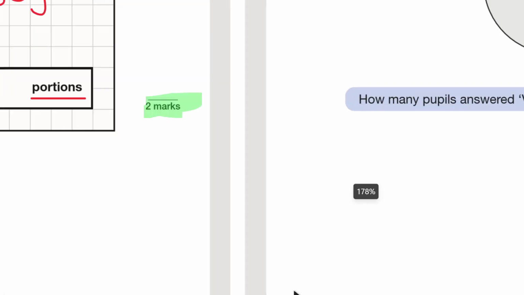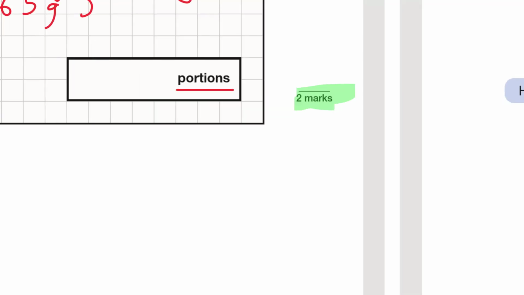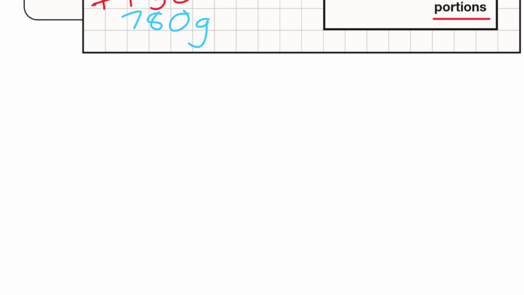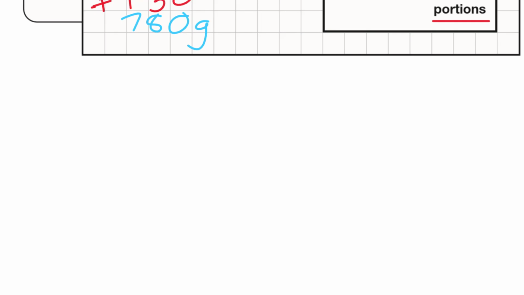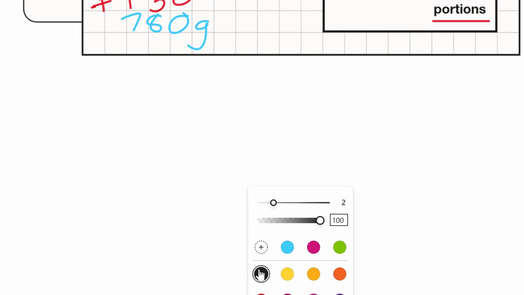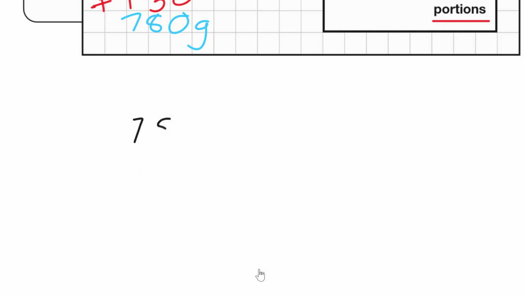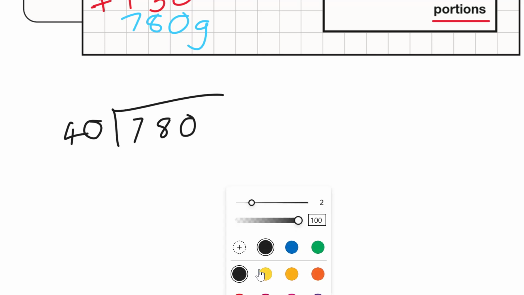We're doing 780 divided by 40. And I'm going to use the bottom of the page here. This is what you can do in your test. You do not get marked down for writing outside the box. It's not like in school where you've got to be really neat. So we are doing 780 divided by 40. You might want to write out your 40 times tables. I'm actually not going to write them out. I would list your 40 times tables, but I'm just going to solve it as we go.